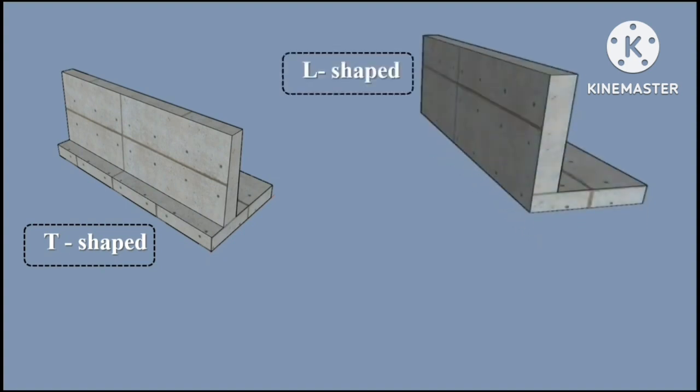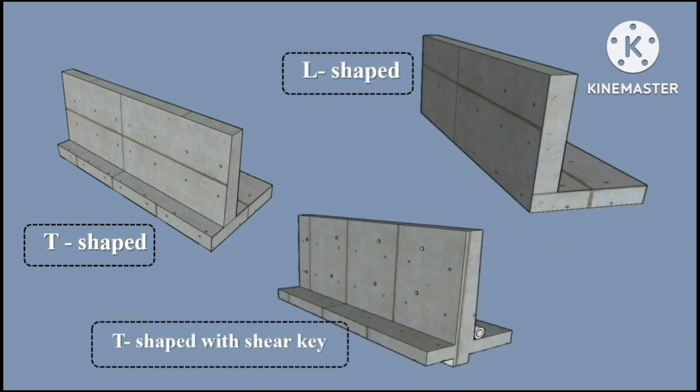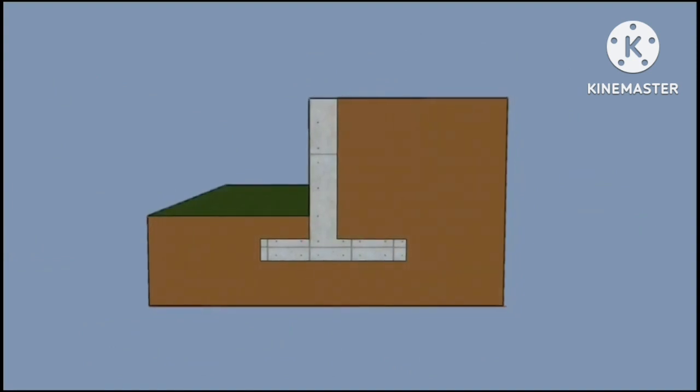The cantilever retaining walls are of 3 types: 1. T-shaped. 2. L-shaped. 3. T-shaped with shear key. The vertical stem of a cantilever retaining wall resists earth pressure from the backfill side and bends like a cantilever. The thickness of the stem is larger at its base and decreases gradually upwards due to the reduction of soil pressure with decrease in depth.